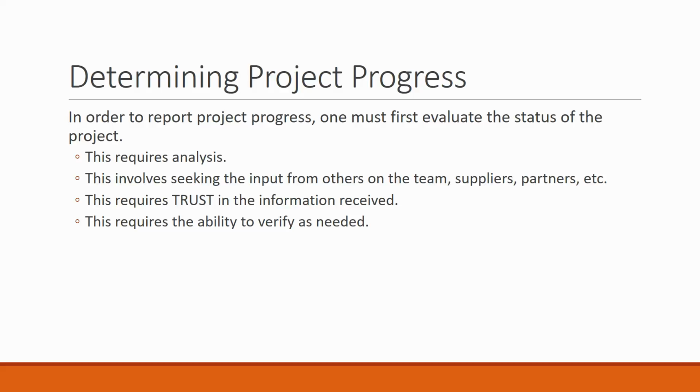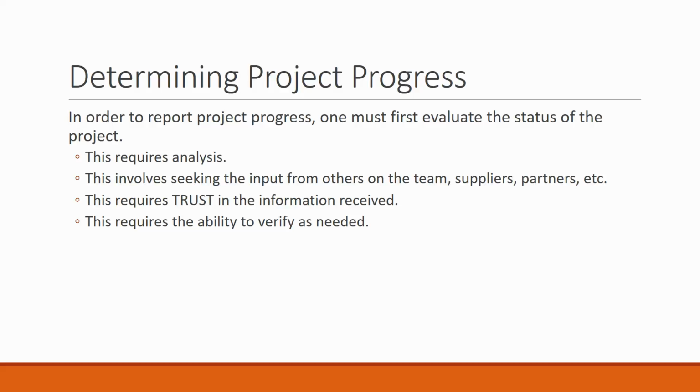So we want to determine project progress, and in order to do that, we first need to evaluate the status of the project, and this requires analysis. And in order to do an analysis, we typically have to talk to other people. We need to get a lot of input, from our team, our suppliers, our partners. We need to talk to a lot of people to find out how things are really going.